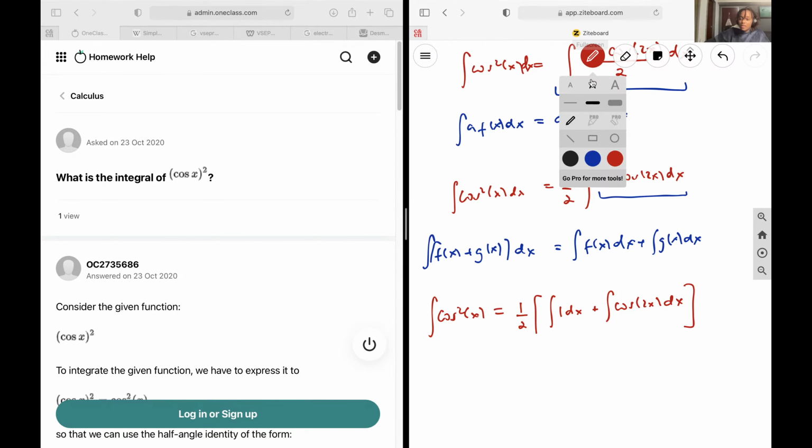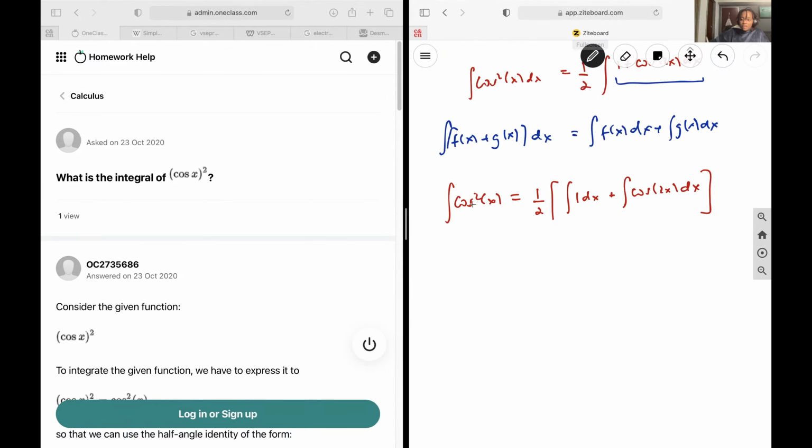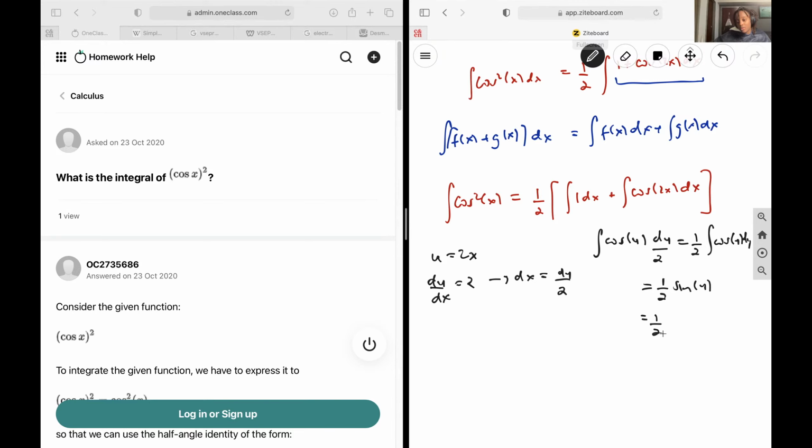This, we're going to use substitution to find it. And you'll see that if you set u is equal to 2x, then du over dx will give us 2, which means that dx is equal to du over 2. So the integral of cos u, because u is equal to 2x, du over 2, we're going to pull out the 1 over 2. So it becomes cos u du. And the integral of cos u, we already know that that is going to be sine of u. And then you just put in what u is, so sine of 2x.